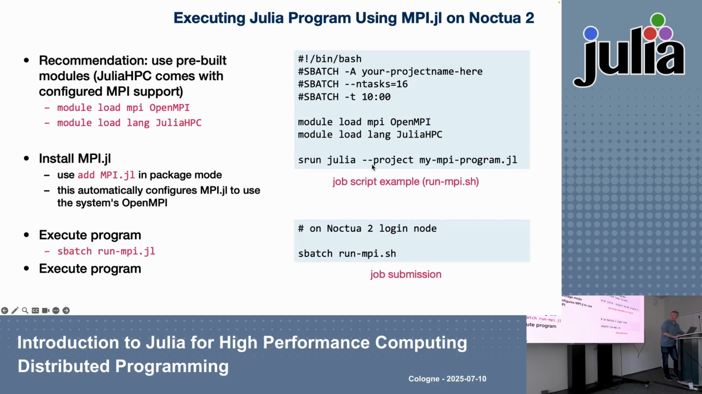And here again, we also see that we use srun, and we just tell it to run Julia with one script. And then there will be 16 Julia instances executed, and then they start communicating with each other using MPI.